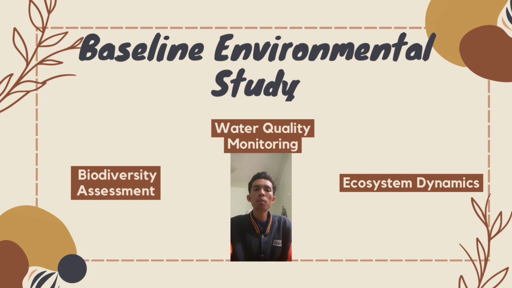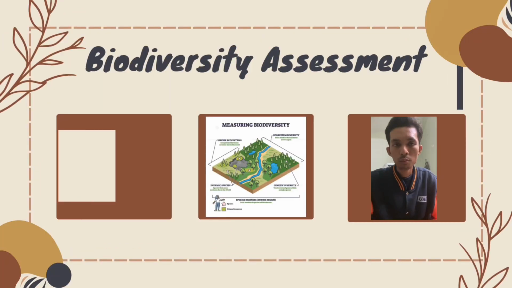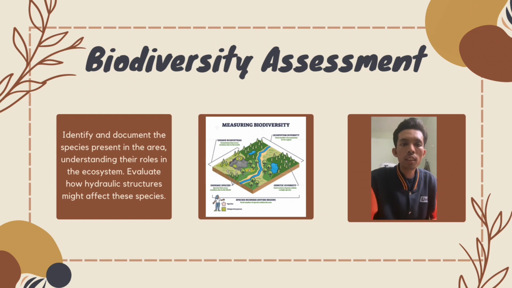Okay, and then baseline environmental study. In the baseline environmental study, it could have three parts. Firstly, biodiversity assessment. Secondly, water quality monitoring, and lastly, ecosystem dynamics. Biodiversity assessment is to identify and document the species present in the area, understand their role in the ecosystem, and evaluate how hydraulic structures might affect the species.